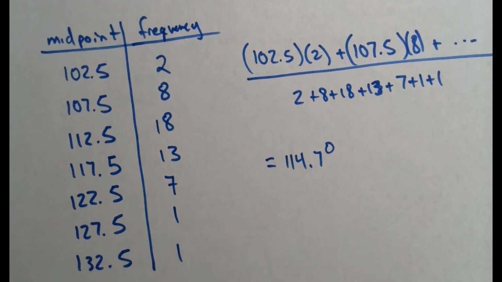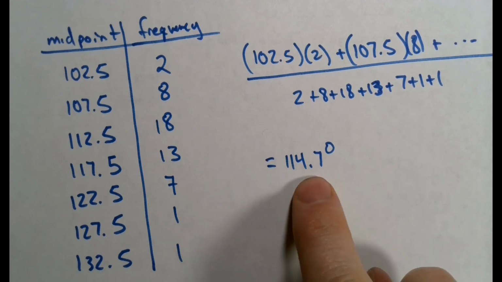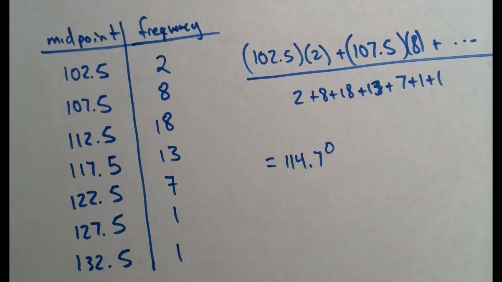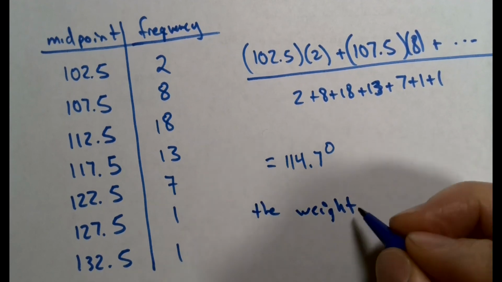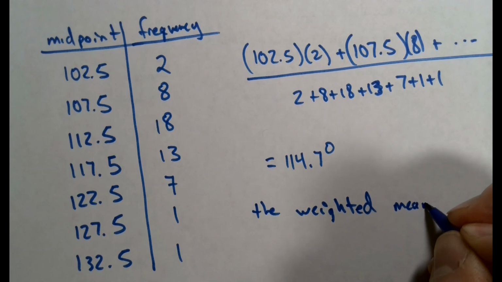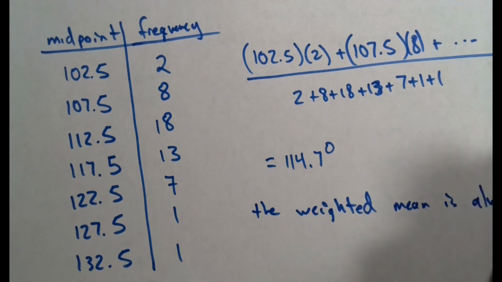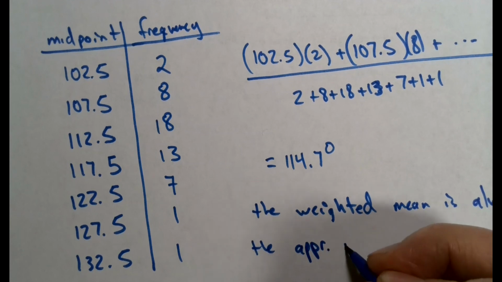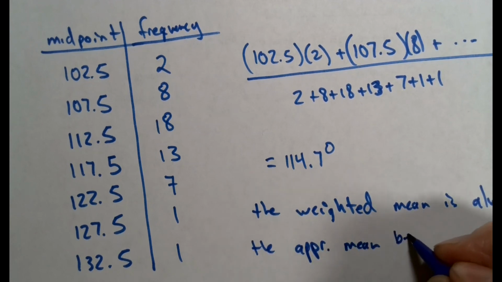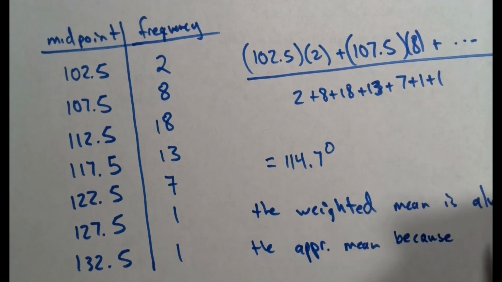Now, let's note one other thing. We did not use actual data values to calculate this mean. So the weighted mean is always an approximate mean, because we are not using actual data values.